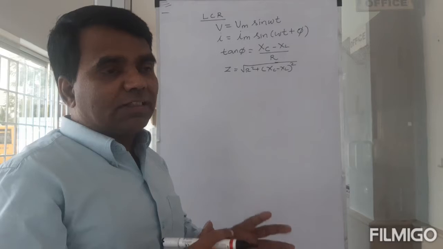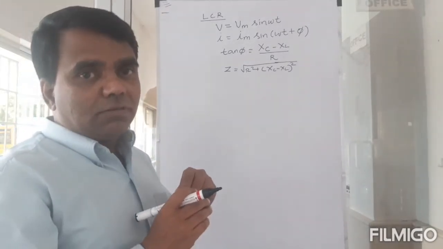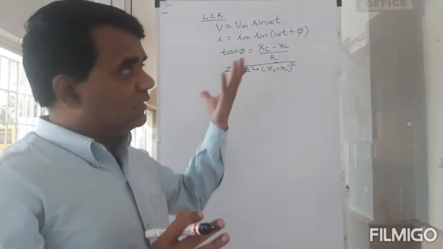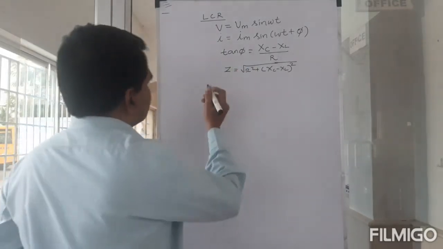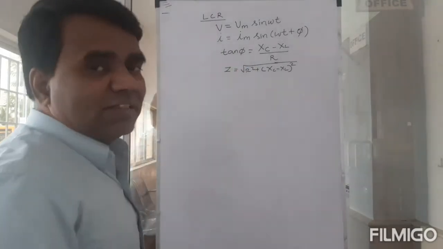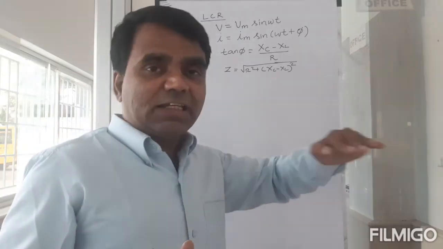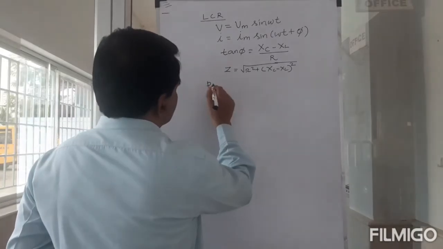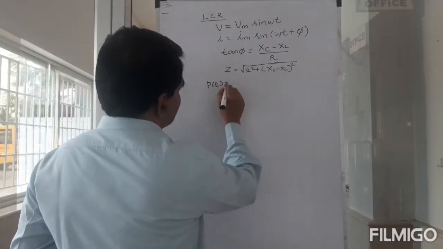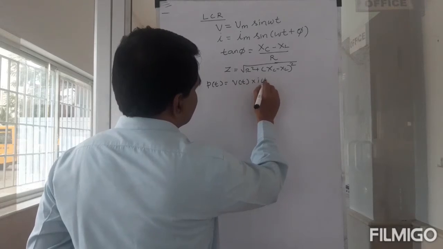Then let's talk about the power in the LCR circuit. What power is it going to use? We know that there is something called instantaneous power, and if you know the instantaneous power, you will be able to calculate the average power, right? So the instantaneous power P of t is equal to V of t multiplied by I of t.